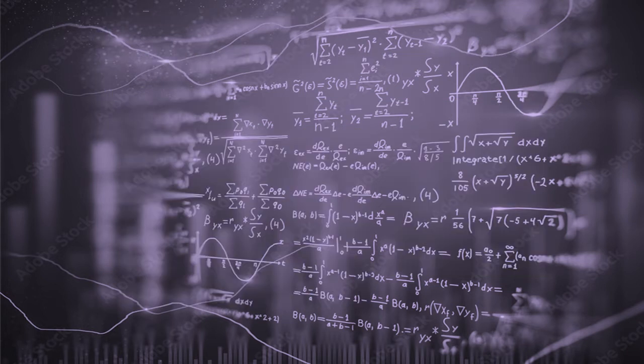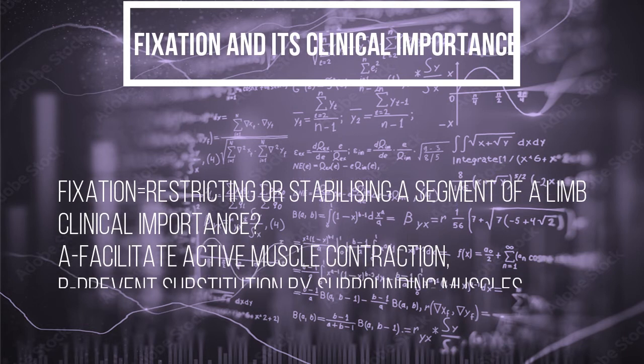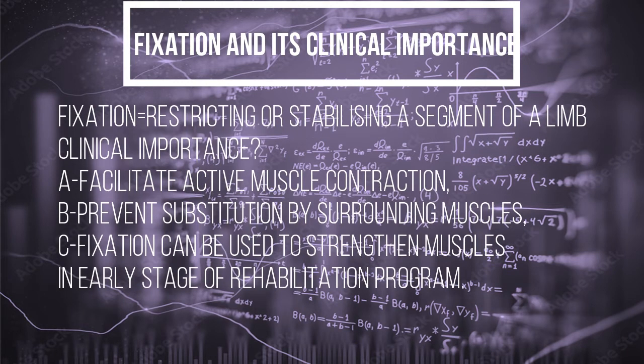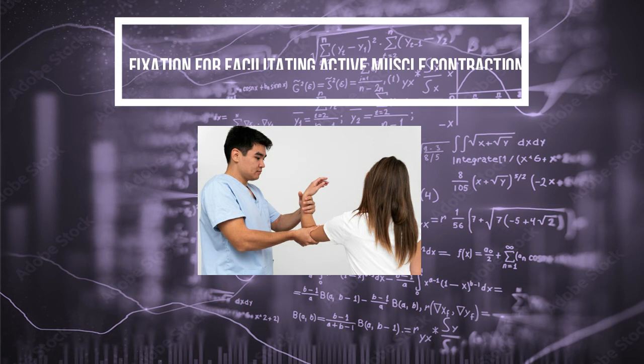In simple words, fixation is restricting or preventing motion of a segment. But why is fixation clinically important? One advantage of using fixation is to facilitate active muscle contraction, to prevent substitution by surrounding muscles, and fixation techniques can also be used to strengthen muscles in early stages of rehab. If you fix a segment, distal or proximal, you can achieve active contraction of the desired muscle.